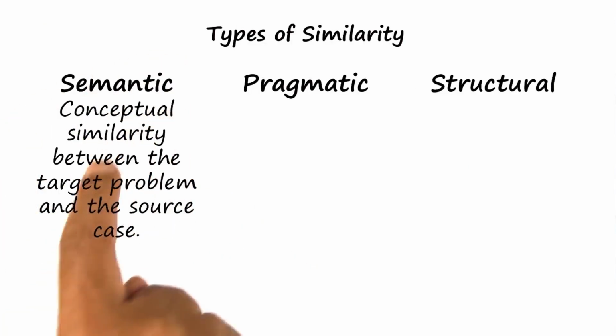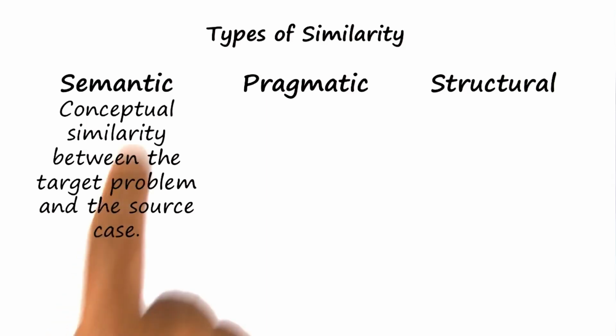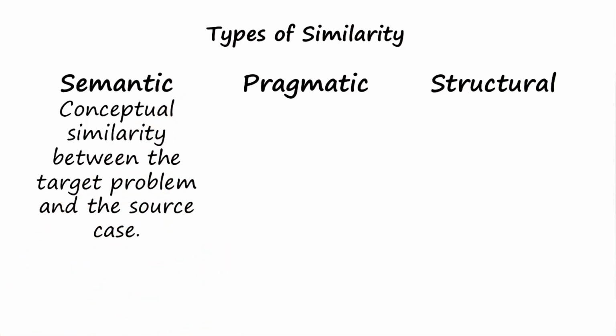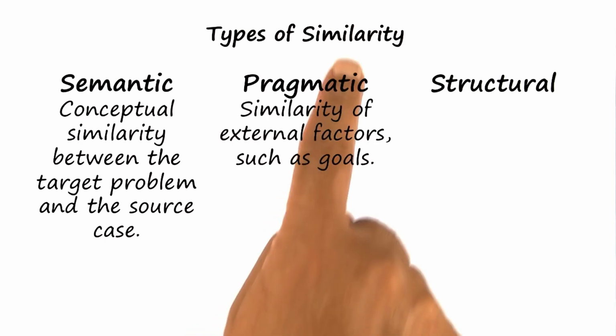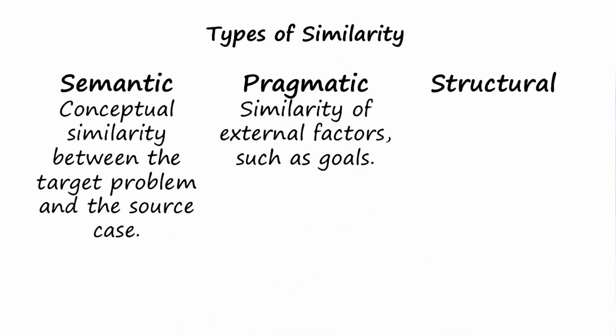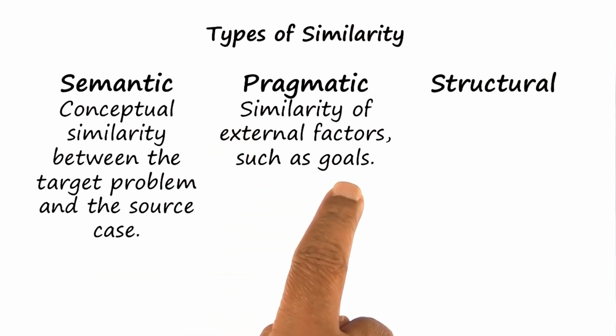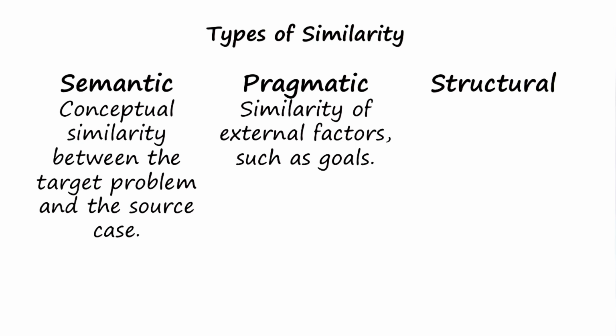Semantic similarity deals with conceptual similarity between the target problem and the source case. If you recall the original exercise that David had answered, in that exercise, a woman climbing up a ladder is conceptually similar, is semantically similar to a woman climbing up a stepladder. The same kind of concepts occur in both situations, woman and stepladder or ladder. Pragmatic similarity concerns external factors, factors external to the representation, such as goals. As an example, in the Duncker radiation problem, the physician had a goal of killing the tumor, which was similar to the goal of capturing the fort in the case of the rebel army and the king. Pragmatic similarity refers to similarity of external factors, factors external to the representation, such as similarity of goals.